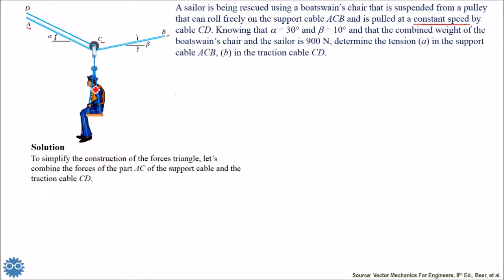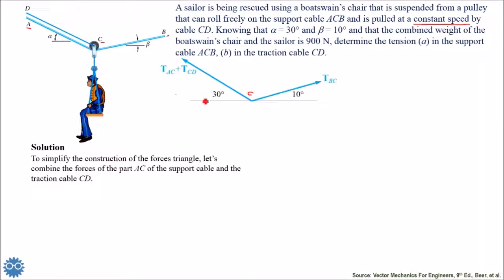So we can do it like this. We assume this is the point C here. So here we can say that this vector represents both TAC and TCD, where T is the tension. Remember, as I said before, tension is always pulling. Imagine that if we want the tension inside this wire, that means the wire is pulling this point towards the edges.